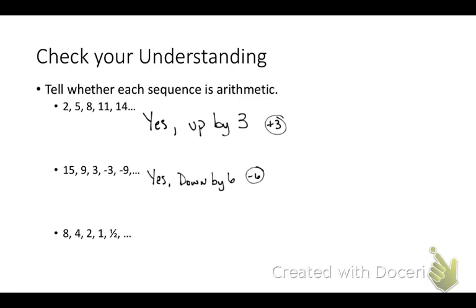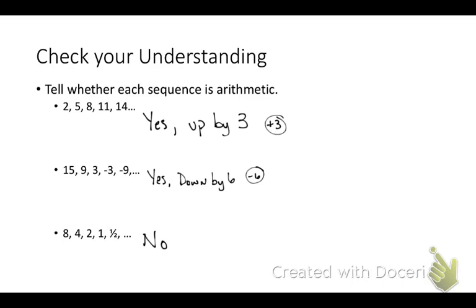Okay? It can still decrease. 15 to 9 is 6. 9 to 3 is 6 again. 3 to negative 3 is 6. Negative 3 to negative 9 is 6 again. Okay? We're just decreasing instead of increasing. What about the third one? Is that one arithmetic? Are we adding or subtracting a constant number the entire time? No. What are we actually doing here? We're dividing by 2, or multiplying by a half, right? That'll come with geometric when we talk about that on Monday. So that one's not going to be arithmetic.